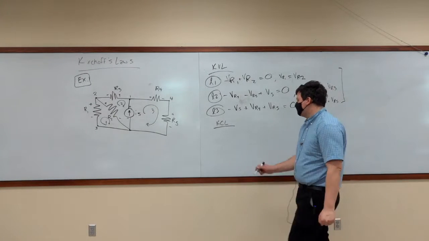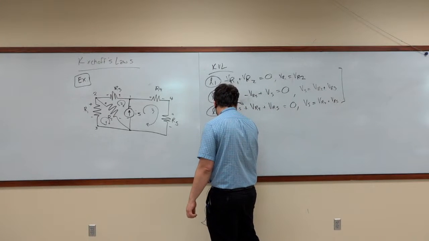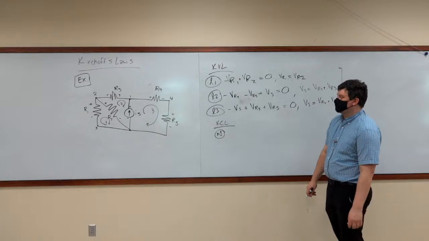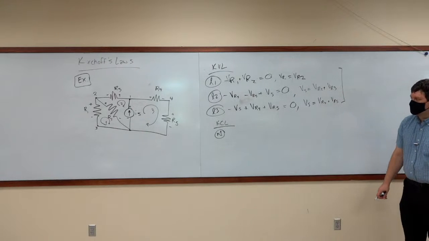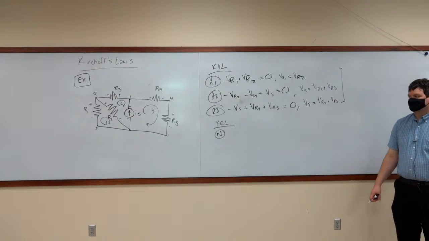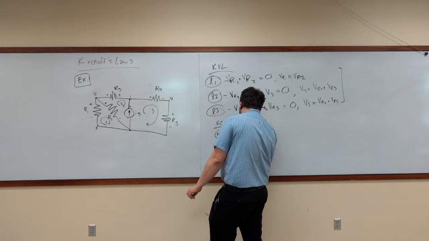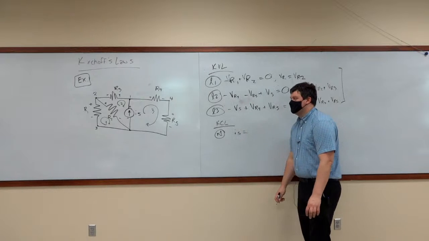All right, so we'll do first equation for node 1. What currents are going into node 1? What currents are going out of node 1?